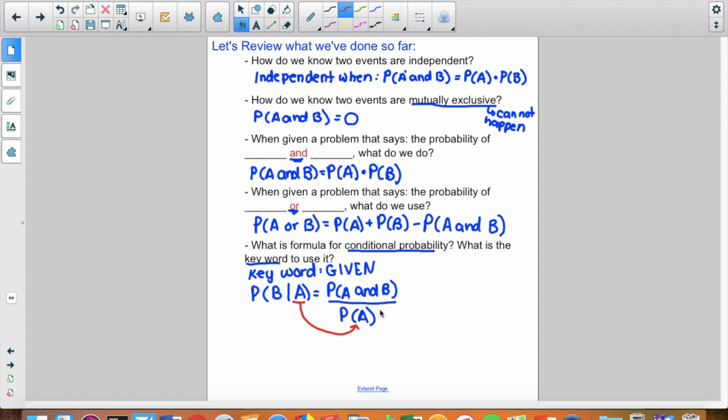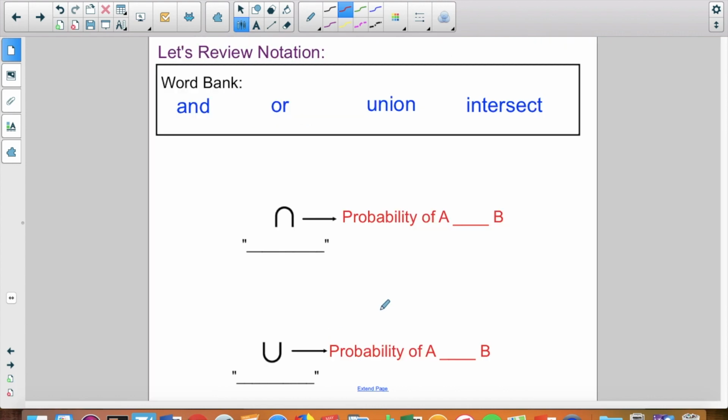Okay, moving right along. Let's review some notation. So here's a little word bank. It would be so fun if we were in class and you guys could come up and move it, but I'll move it for us.